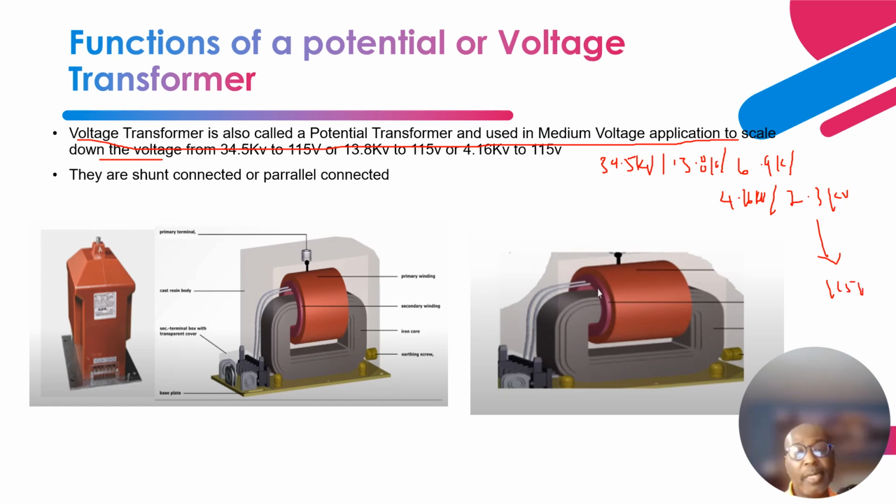So its goal is basically to scale the voltage from a very high voltage, which would not be ideal and can be disastrous if we connect those high voltages to instrument voltmeters, watt-hour meters, and also protective relays. So that is why we scale it down to a usable, adaptable voltage of 115 volts. That is ideal for the voltmeter or protective relay or watt-hour meter.